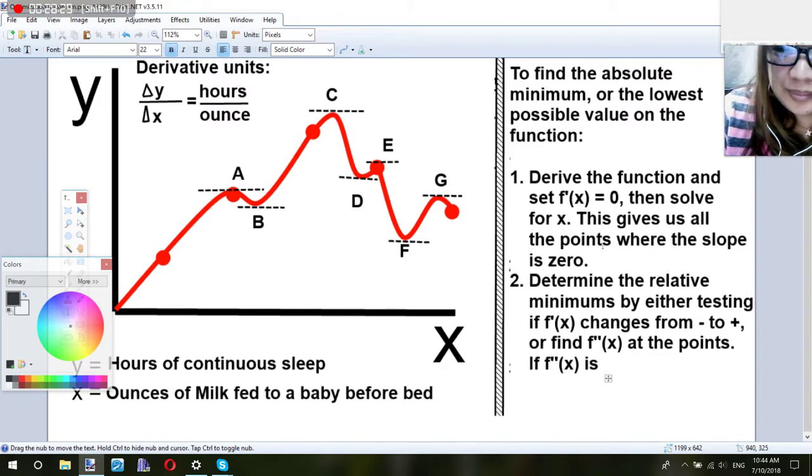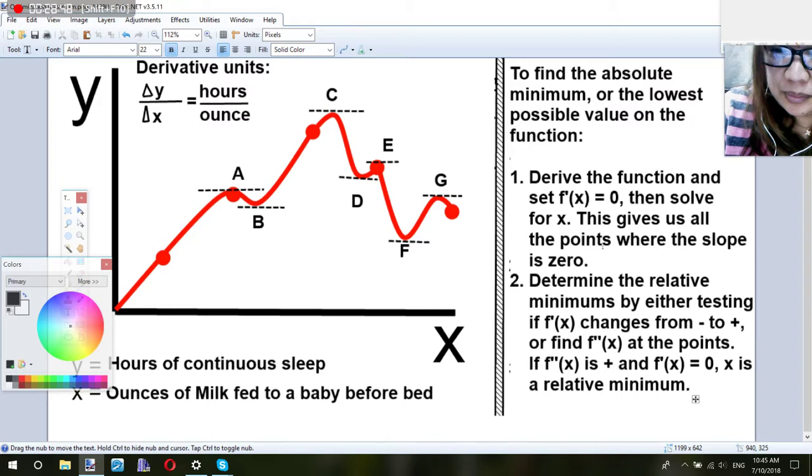So if the second derivative is positive and f prime of x is 0, x is a relative minimum. There we go, step 3. So now I know all of the relative minimums. What's the last thing I need to do to find the absolute minimum?